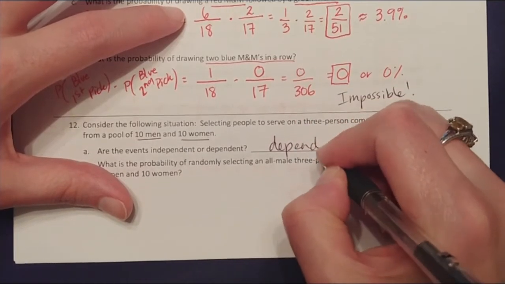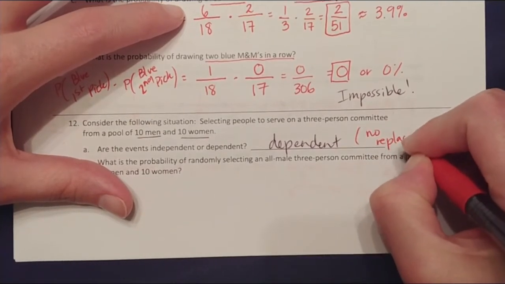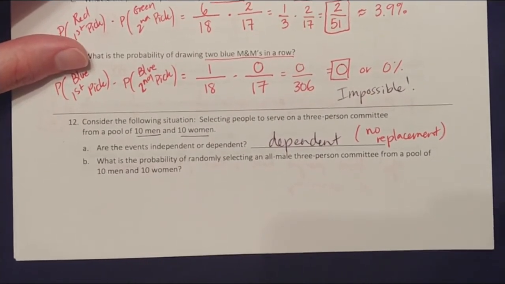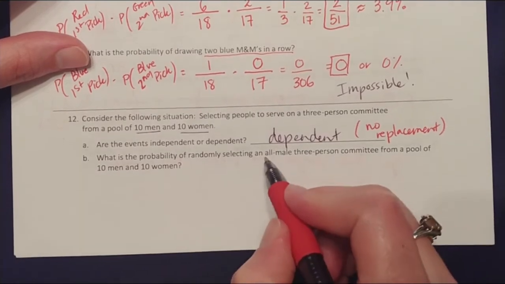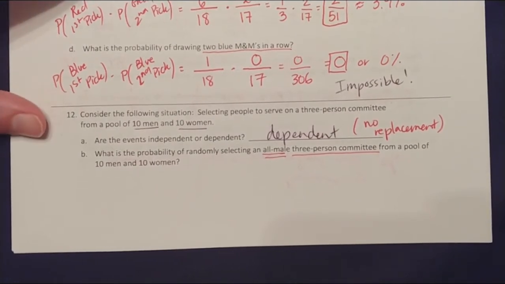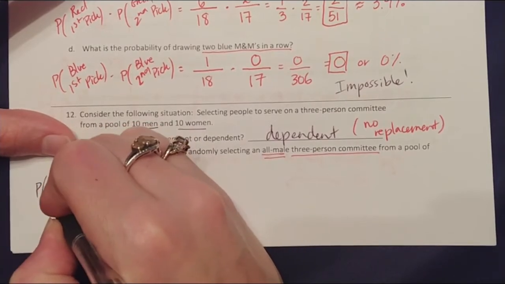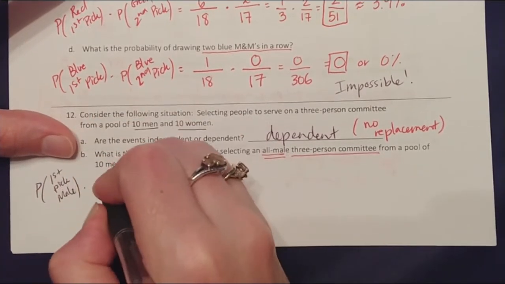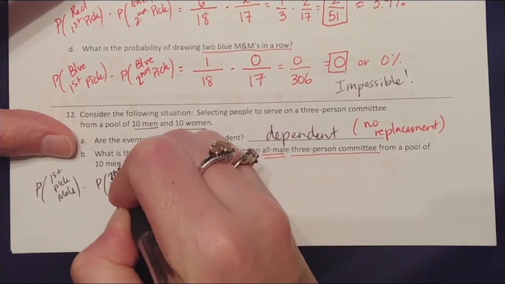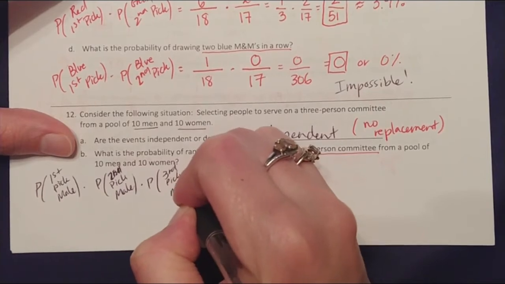We are not replacing the people. Okay? No replacement. So, what is the probability of randomly selecting an all-male 3-person committee from the pool of 10 men and 10 women? So, again, we're going to have probability, right? First pick, male. Then again, second pick is also male. And then the third pick is again male.